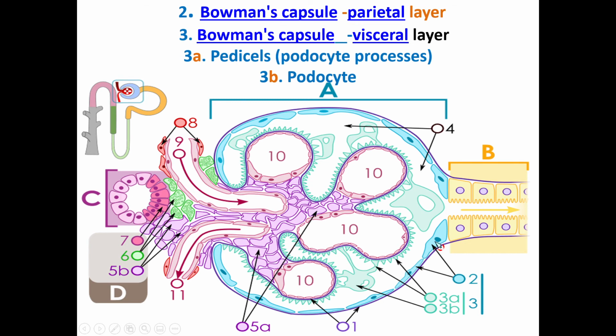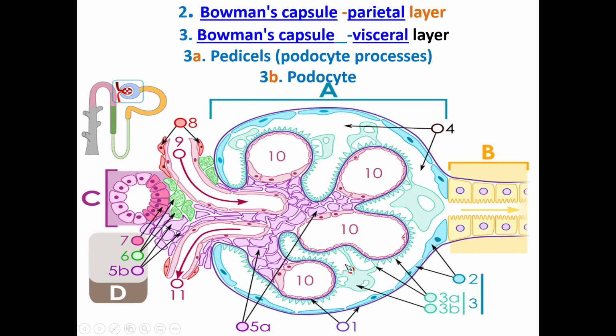This is your parietal layer, this is your visceral layer. Visceral layer has got the podocytes. Podocytes send the extensions which are known as the pedicles, and between these pedicles you have got the slit membranes, the spaces between them.